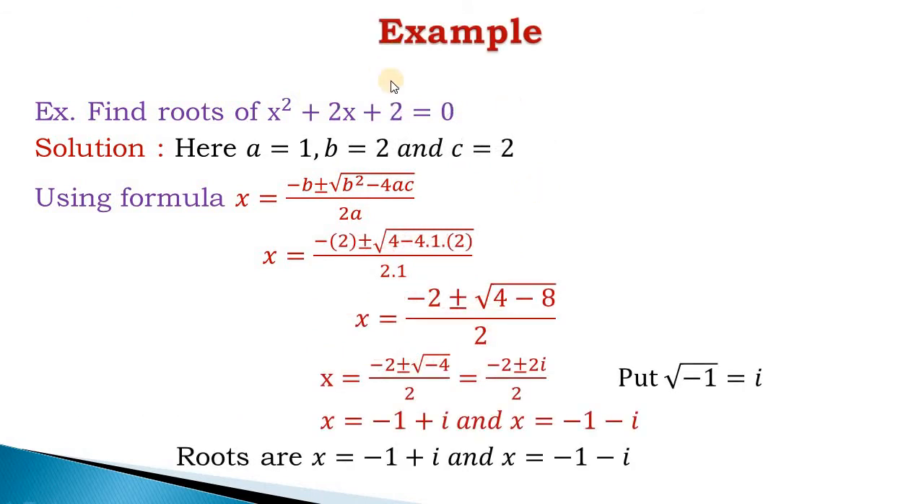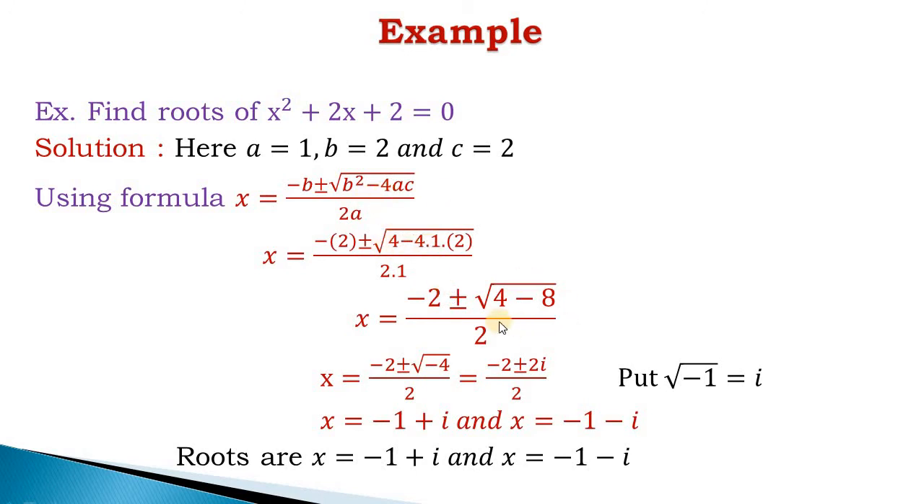Another example, x square plus 2x plus 2 is equal to 0. Here again I compare with the standard equation. A is 1, b is 2, c is 2. So again we use the standard formula for finding roots. X is minus b plus minus square root of b square minus 4ac upon 2a. So here I substitute the values. I get here minus 2 plus minus.